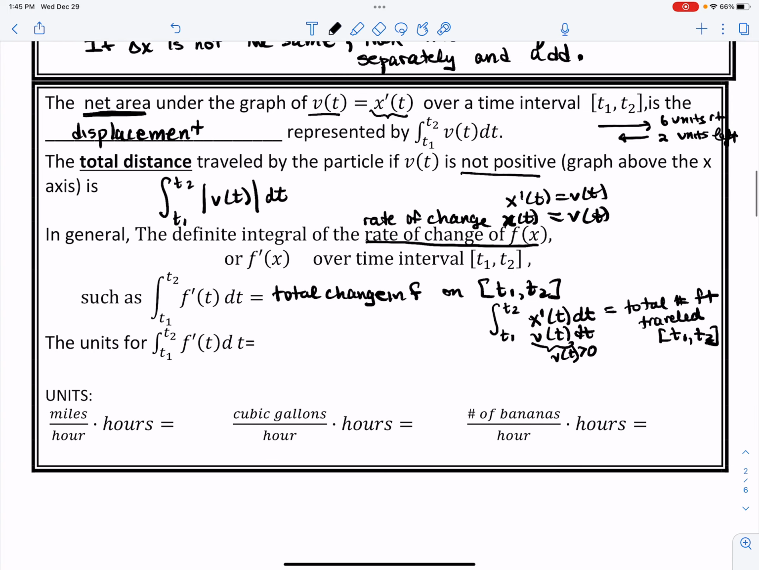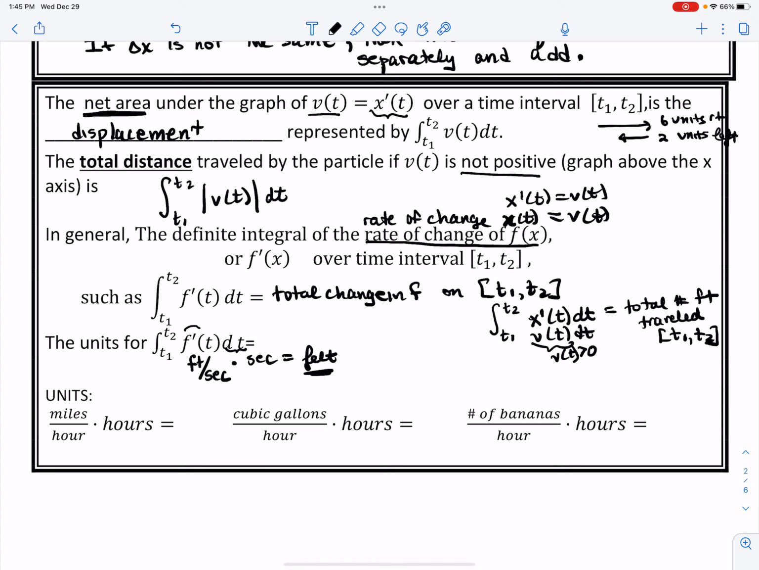So the units for the integral of a rate of change is easy to find. We find the units for the derivative, which is always feet per second, multiply it by the change delta t, which in this case is in seconds, and we get feet. So the units can be found if we analyze the units of the derivative and dt.